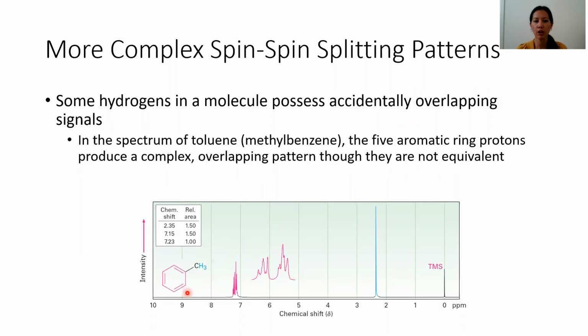So let's take a look at toluene. This is a benzene ring with a methyl group. You have 5 aromatic H's. These are not equivalent. Some of them are, but some of them are not. So you get peaks in the 7 range, but it's a complex pattern. Once you see something like that regularly, it can represent to you a benzene ring, specifically a phenyl with a single substituent.